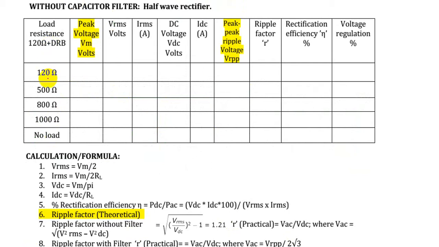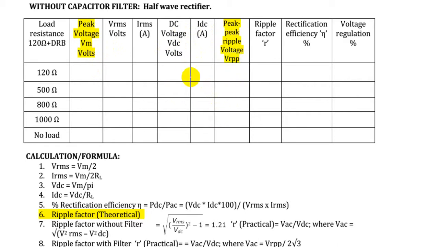So initially keep the load resistance as 120 ohm and note down the peak voltage, that is Vm, then VDC across the resistor and IDC in the ammeter. So these 2 readings we have to note down. Then you want to note down the peak to peak ripple voltage.